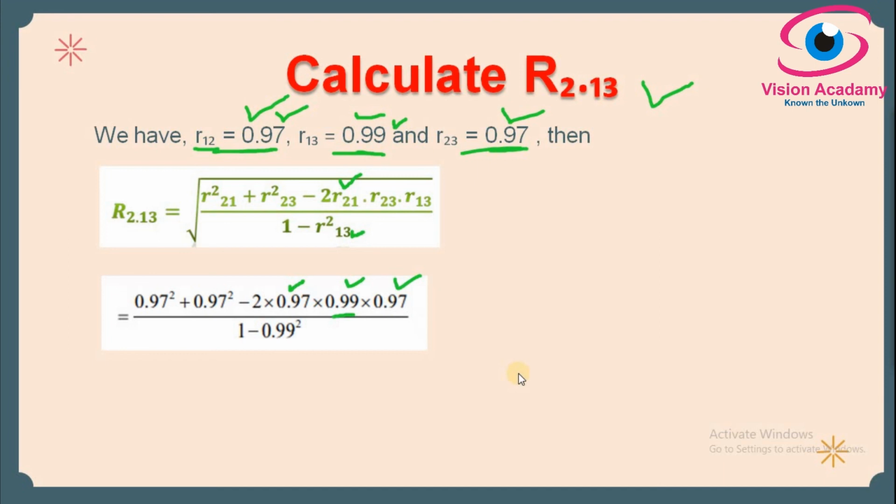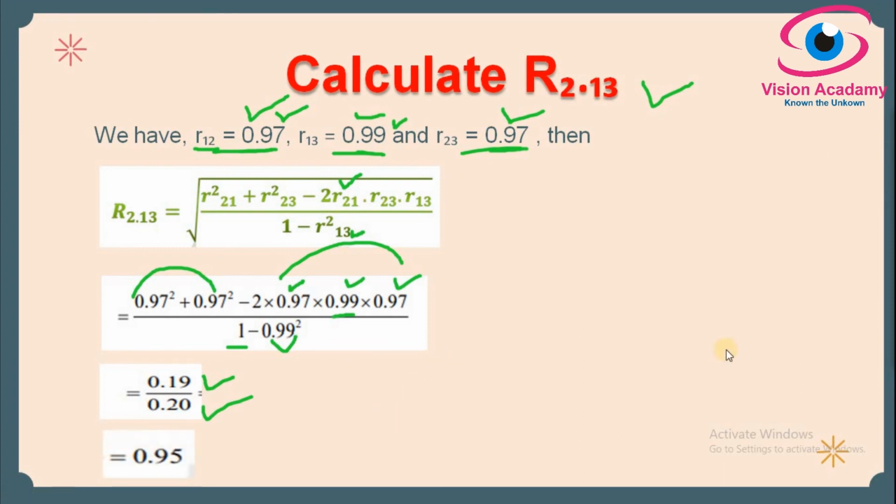So when we simplify all the values, which means we subtract this simplified value from this simplified value, and this simplified value from this one, we obtain 0.19 divided by 0.20. Then when we divided that, we got something like 0.95. So R2.13 is 0.95.